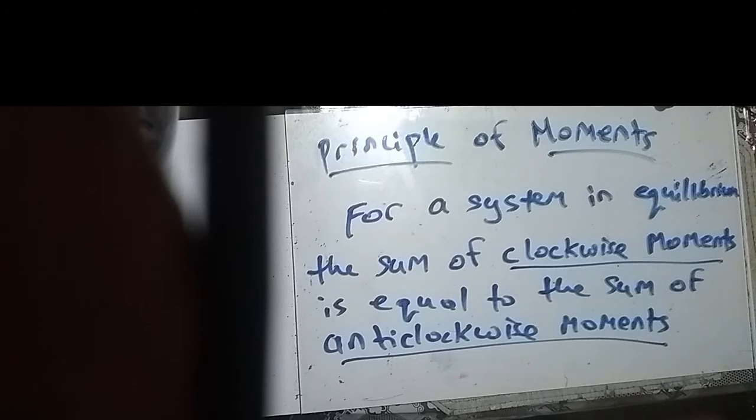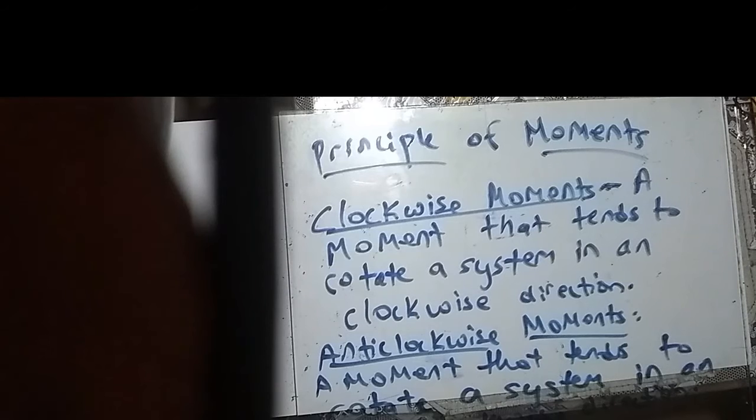Alright, so let us define anti-clockwise moments and clockwise moments now. Right, so having looked into the principle of moments and understanding that for a system to be in equilibrium or a balanced state, the sum of clockwise moments must be equal to the sum of anti-clockwise moments. So that was the principle of moments, which you have to memorize. Now let us define what clockwise moments and anti-clockwise moments are. It is very easy. It's not hard, it just sounds big.